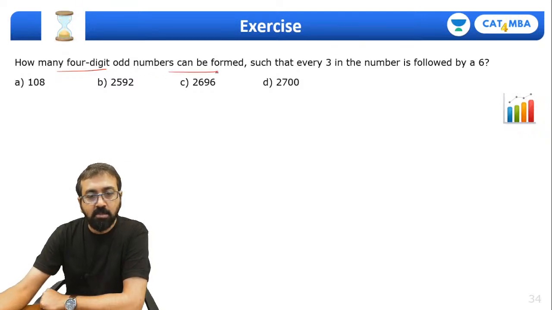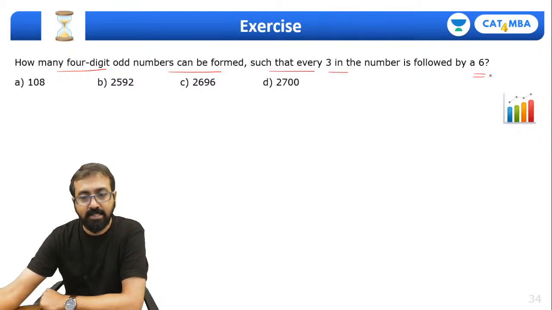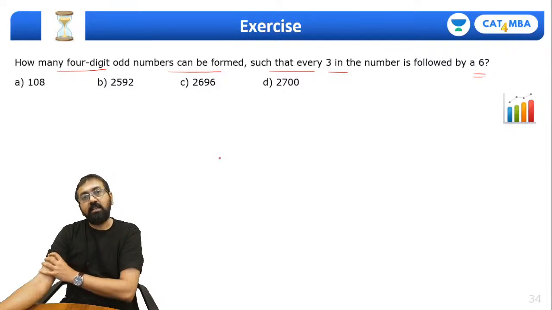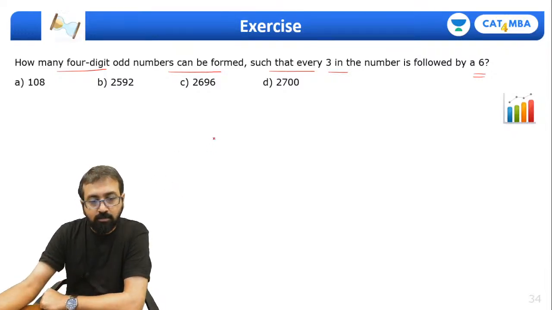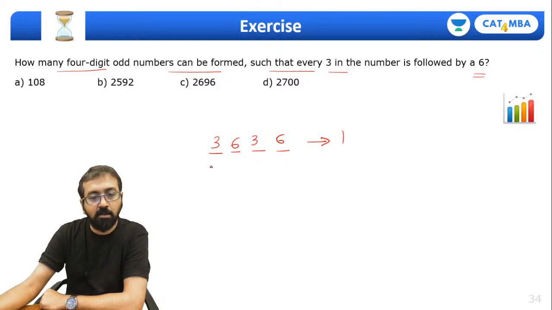How many 4-digit numbers can be formed such that every 3 in that number is followed by 6? Every 3 is followed by 6, meaning immediately after that a 6 should come. So can I say 4-digit number? The first possibility is the number 3636, one such number. Then the other possibility is 36 and some other.